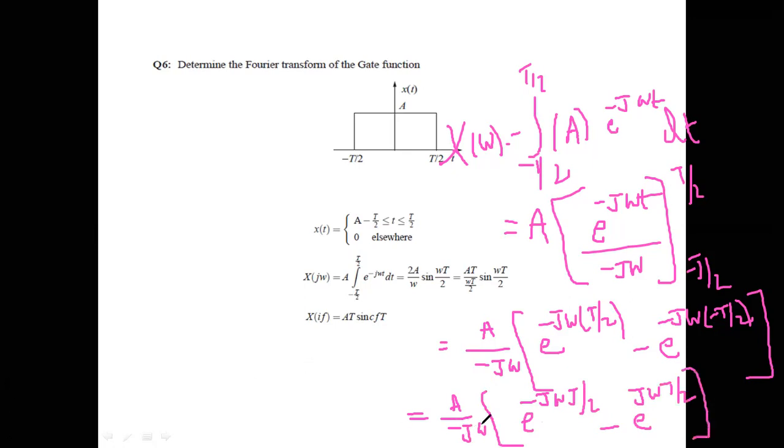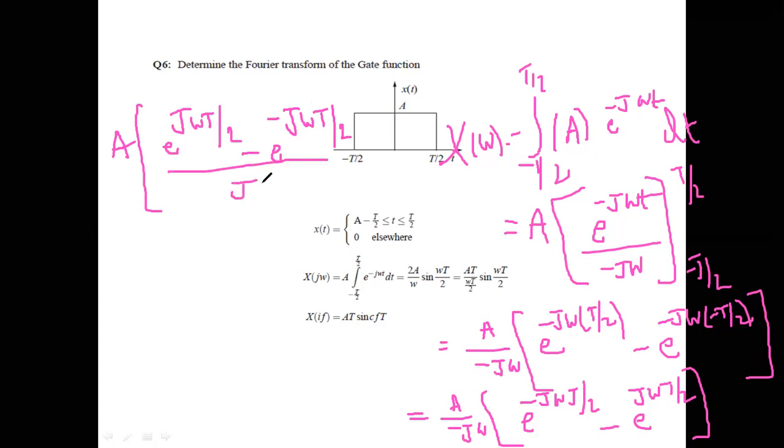Okay, now I can multiply the -jω inside. A into, with the minus, I am taking e^(jωT/2) minus e^(-jωT/2). After multiplying the minus, this becomes a minus and this one is a plus, whole divided by jω.